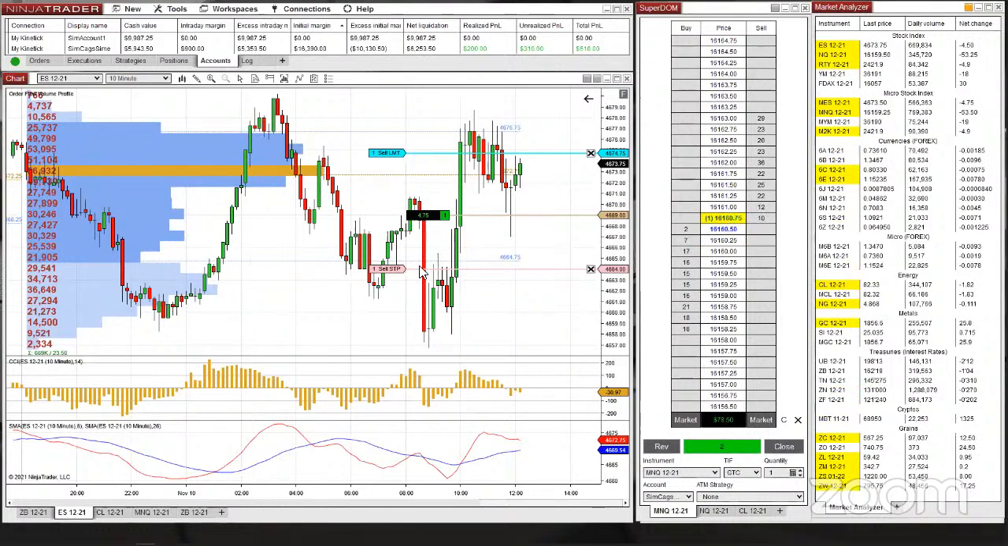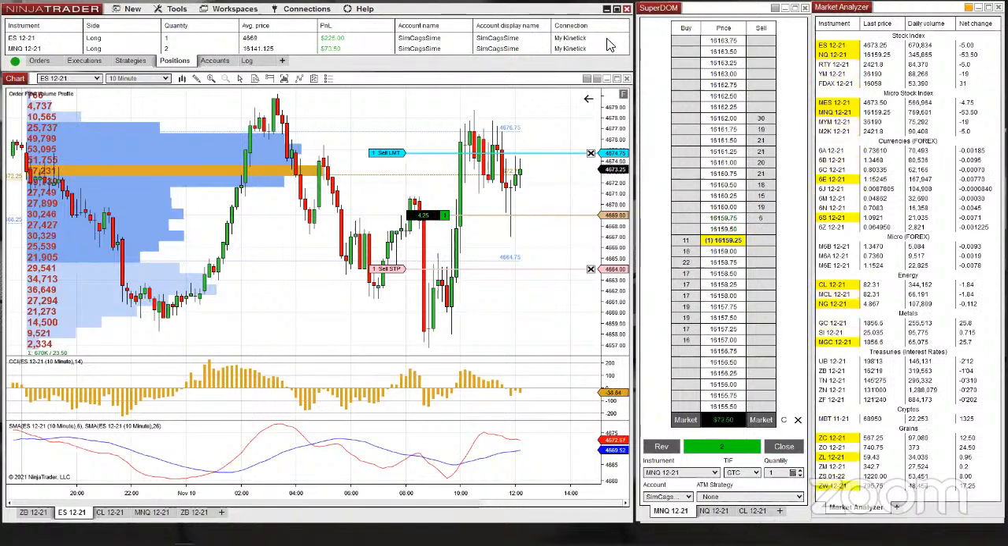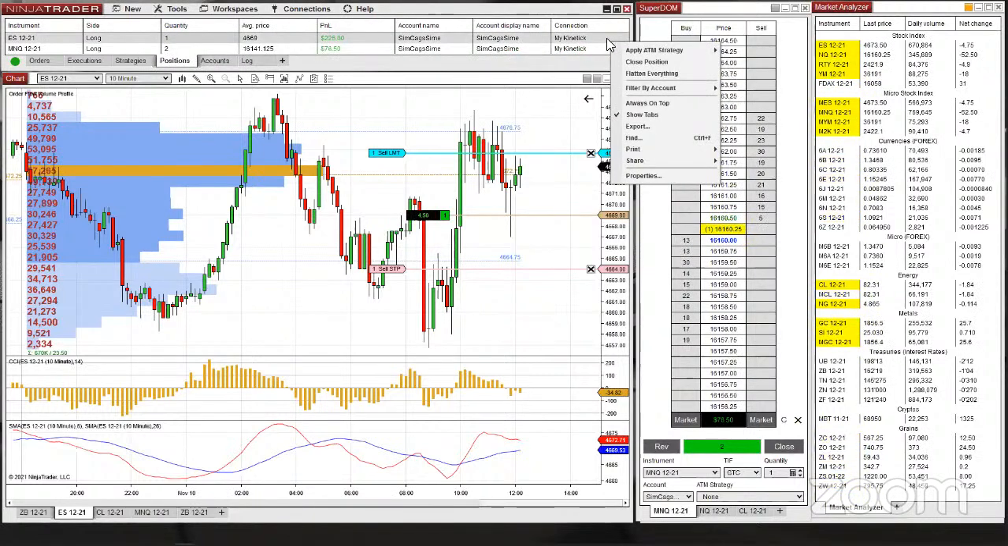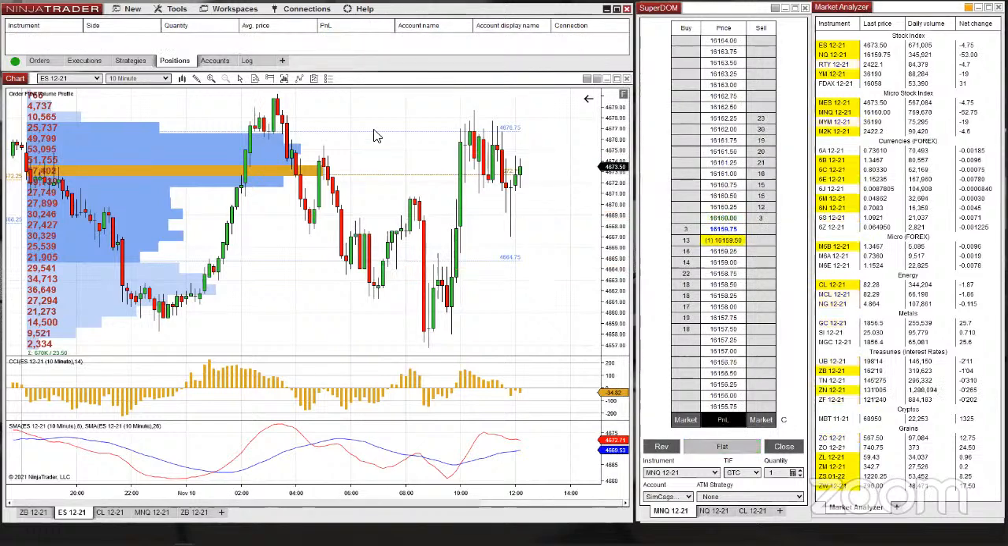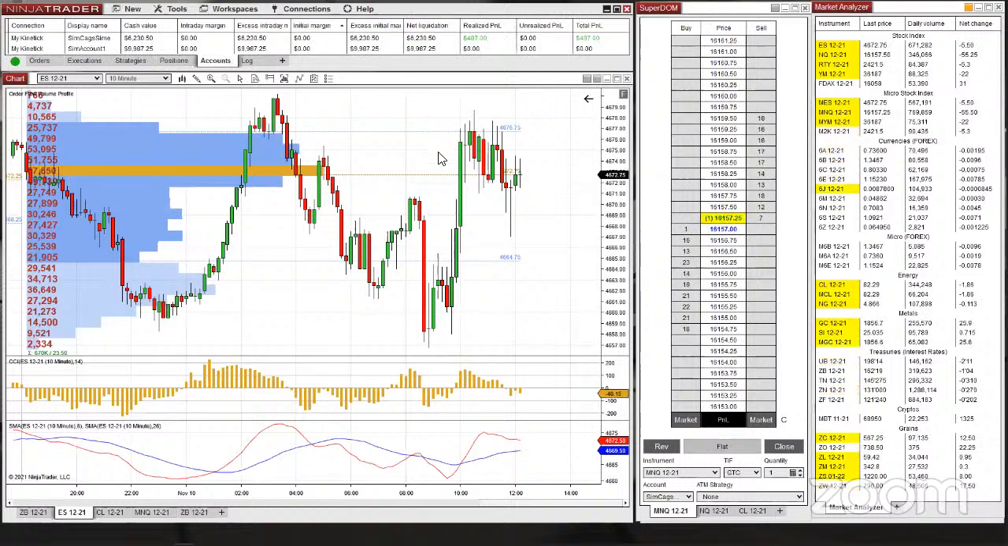Feel free to type in questions at any time. We do have a couple of positions here that are going to clutter things up. So I'm going to flatten everything. We're going to start over. And we're good to go. All right, NinjaTrader, awesome software. We're going to be focusing on this. And we're going to be focusing on charts. So I'm going to open up a new chart.